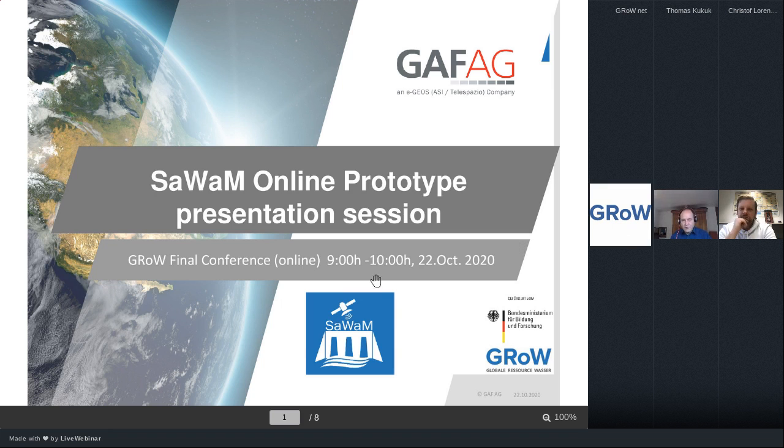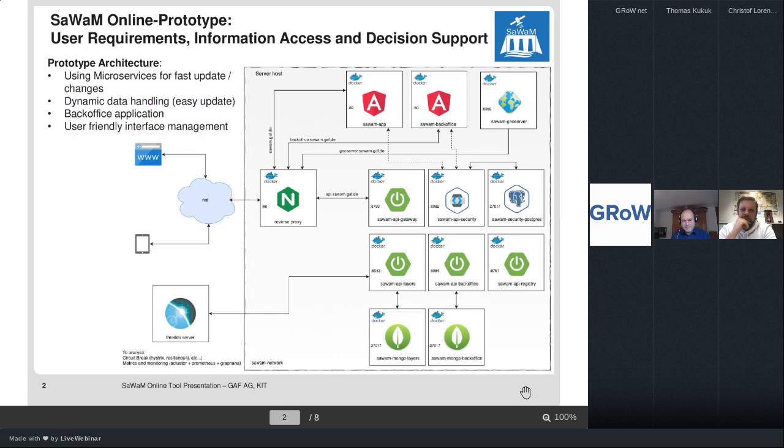I will just start now with the introduction, with the techniques behind it. The SaWaM prototype is built on the user requirements and the requirements from the information access to support decisions. For this, we use fast services. We decided to use a microservice architecture here. This helps us to change things quite easily, to set things up easily, and it's a system where we can go on easily with developing it from a prototype to a really live system for the users.